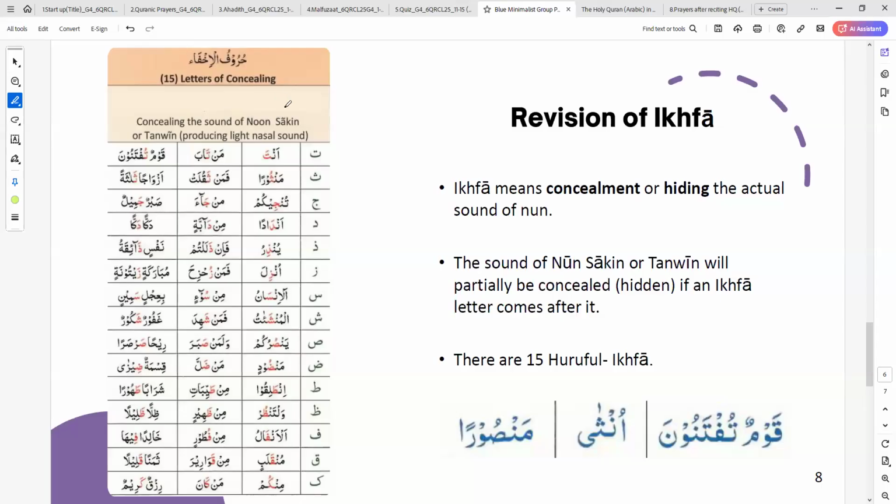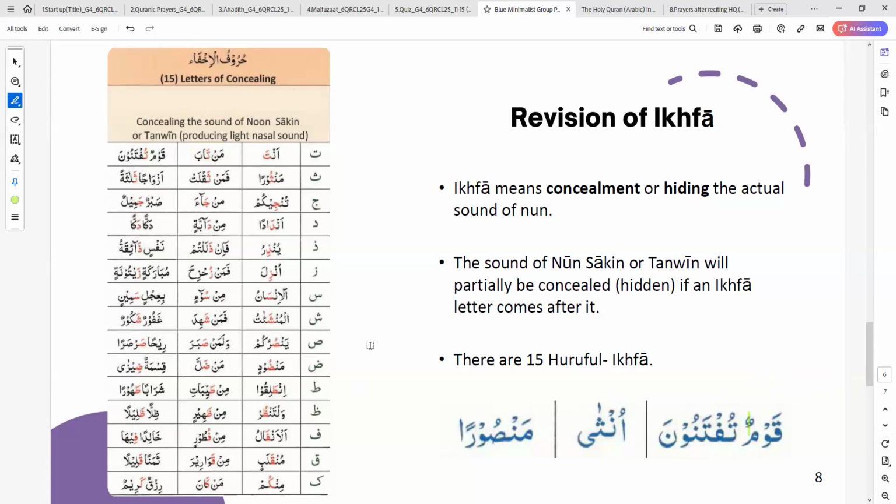Ikhfa, or the concealing letters. So what are the concealing letters? Ikhfa means concealment, or hiding the actual sound of noon. The sound of noon sakin or tanween will partly be concealed, or hidden, if an ikhfa letter comes after it.